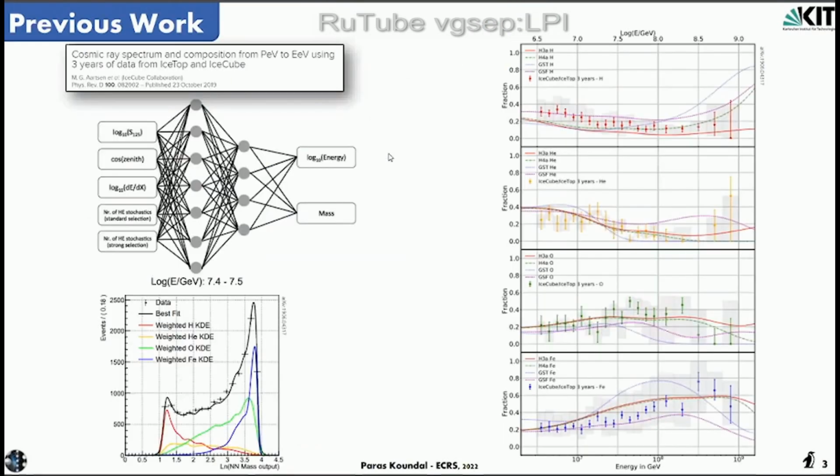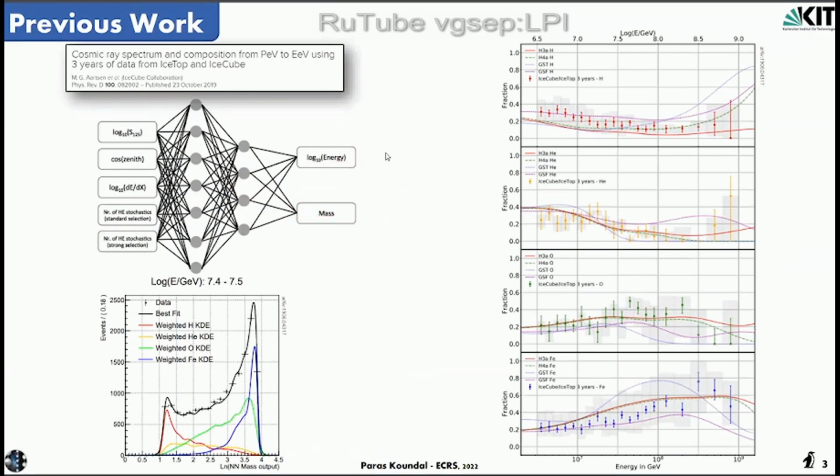So let's move to the previous result. About 3 years ago, IceCube published the spectrum and composition analysis. What we did was we had some high-level reconstructed features, and that was an input to a simple neural network, and we predicted energy and mass.